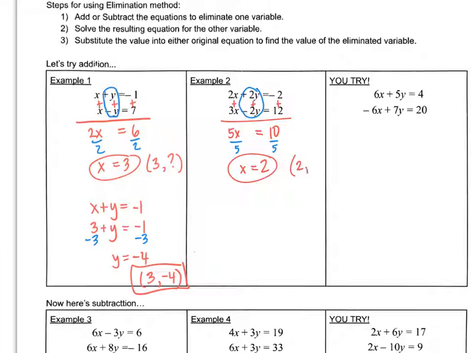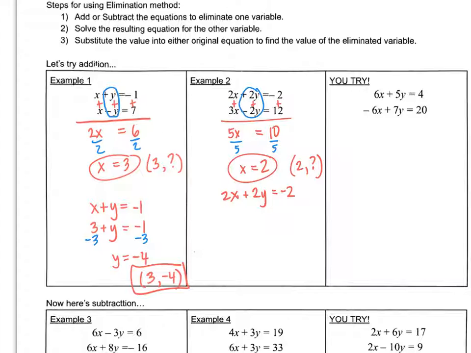So far, 2 comma something, right? 2 comma blank is going to be our point where they would intersect. Should we have graphed this? I don't know that one equation is easier than the other, so I'm just going to use the first one. We got 2x plus 2y equals negative 2.